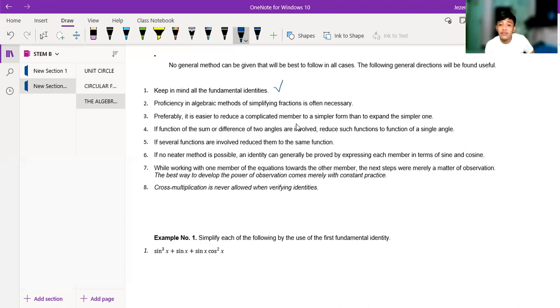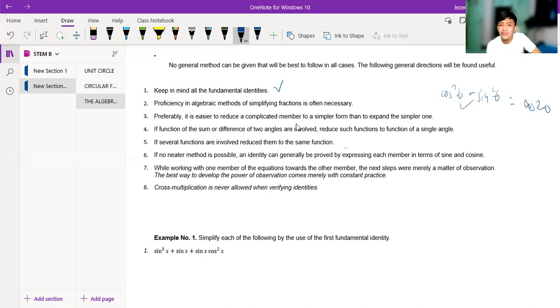If the functions of the sum or the multiples of two angles are involved, we express such functions as functions of a single angle. Let's say we have cosine squared theta minus sine squared theta. We can write it as cosine 2 theta, right? By identity. So, we will use this so we do not write too much. Okay? If several functions are involved, reduce them to the same function. So, it is just like that. We just combine them.